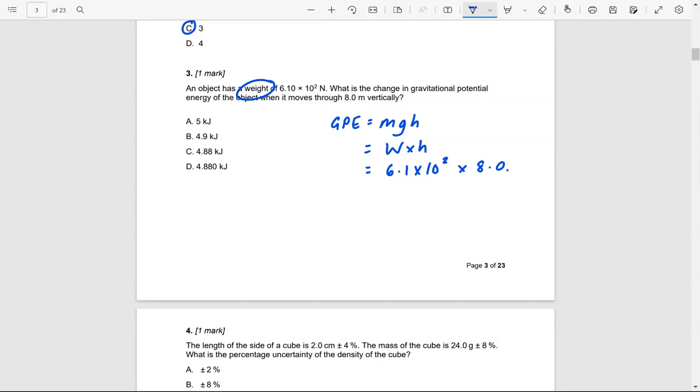If I were to do a quick calculation of that, I would do 6.1 times 8, and I come out with 48.8, which is 49, but I've got the extra times 10 to the 2, which is the same as saying 4.9 times 10 to the 3, so B, 4.9 kilojoules.